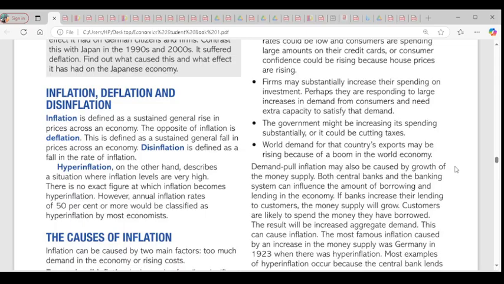If government cuts taxes, let's say income tax, that means disposable income would increase. People will have more money to spend. That would also increase demand. So just try to avoid using cost or supply in this situation.